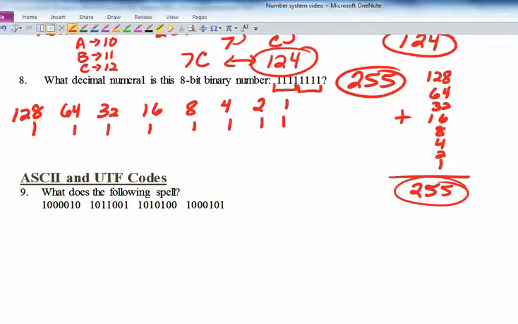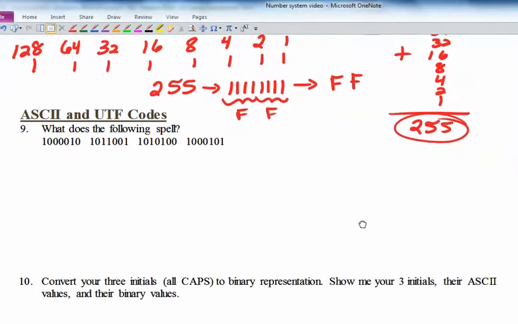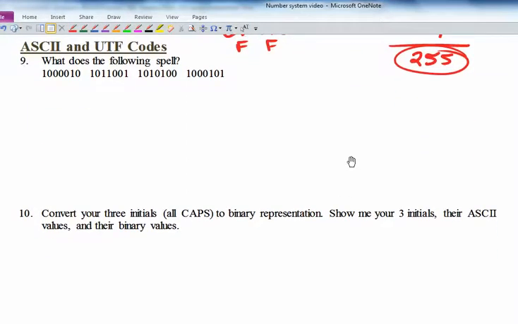So 255. And as long as we're remembering this, 255 in base 10 was 8 ones in binary, and it was FF. Remember that each of these groups of 4 gave us a letter F in hexadecimal. So you can see that if you did these number systems often, it wouldn't be so hard to do them a little more quickly. All right, so now we're going to use our ASCII code.